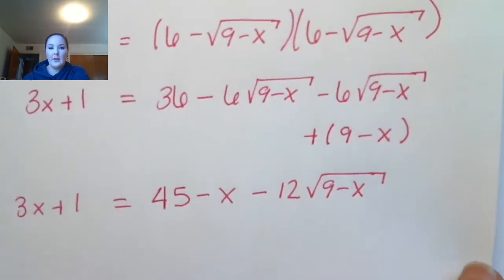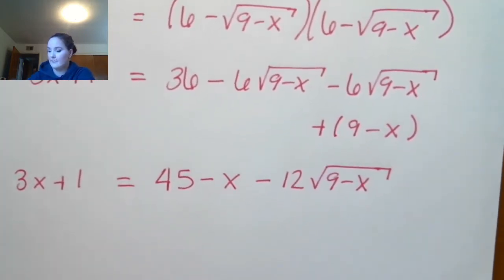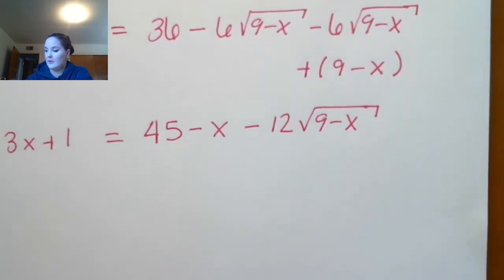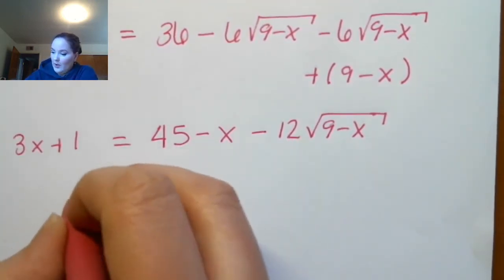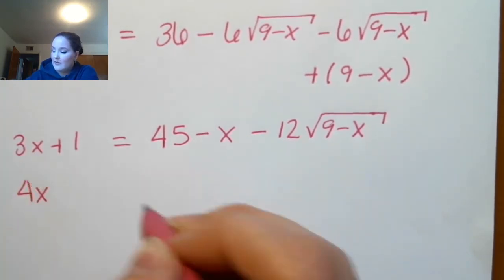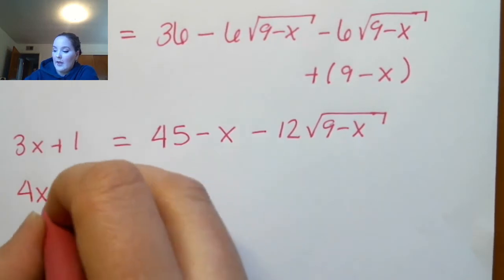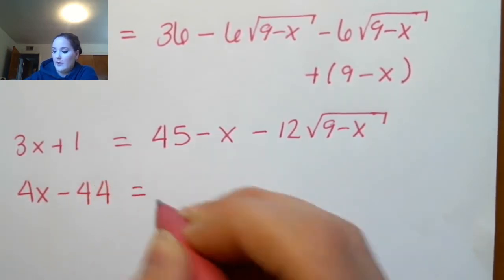Now I'm going to move this stuff to the other side. Oh, sorry, I'm going to add x to both sides. And then 1 minus 45 is negative 44.